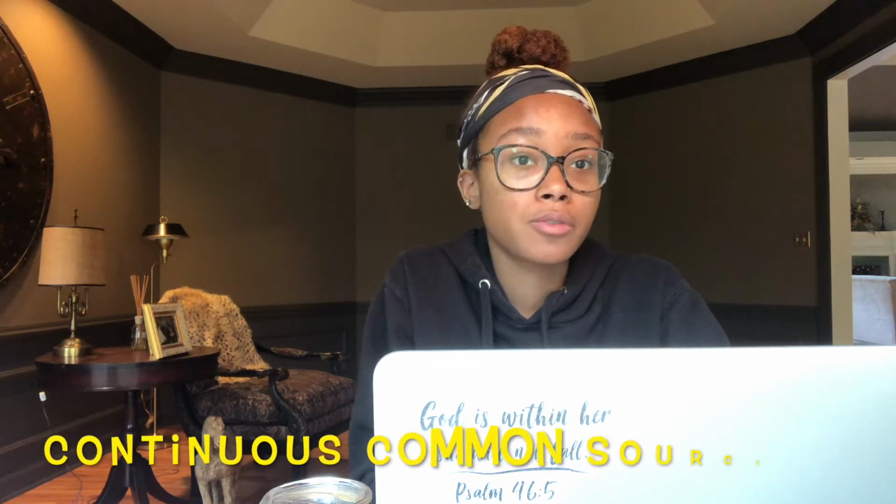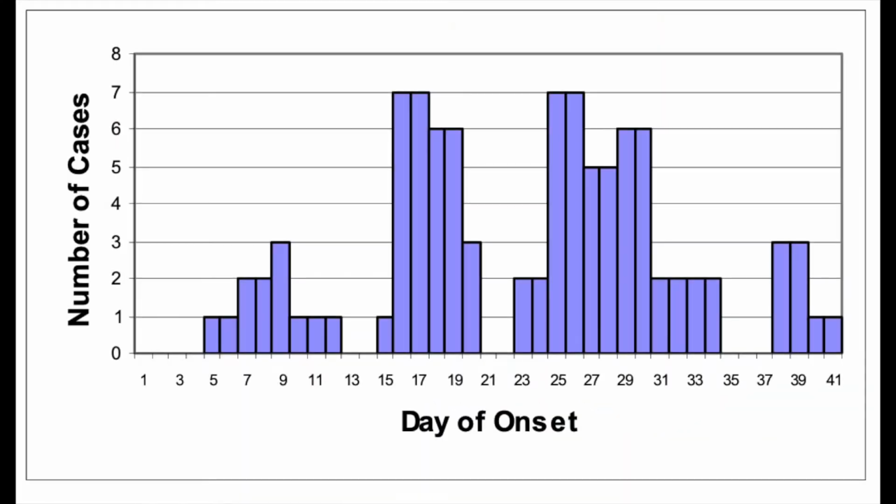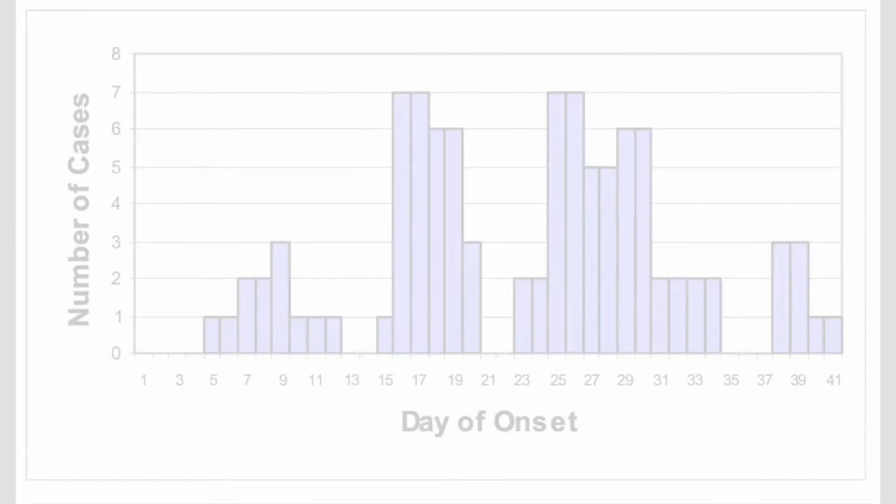There's also a continuous common source outbreak curve, which shows rapid peaks and falls. Not all the cases arrive from the same incubation period. An example of that would be a contaminated water source.